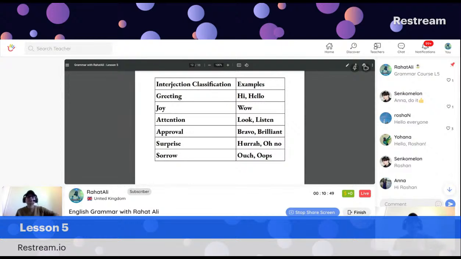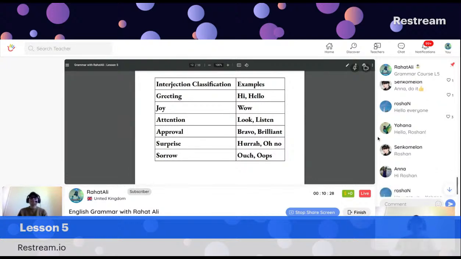So this is the last page of our discussion. Interjection classification, though we don't need to know, but for our knowledge: greeting, hi, hello; joy, wow, that's a beautiful guy. Like, hello, my name is Rahat. What's your name? Greeting. You see, these words do not have any meaning, but they're part of our emotion, expression, and feelings.